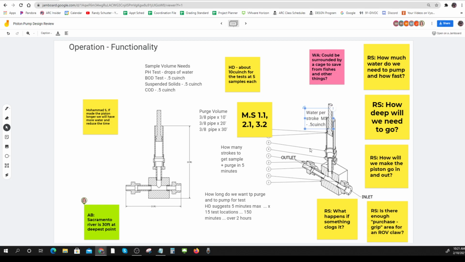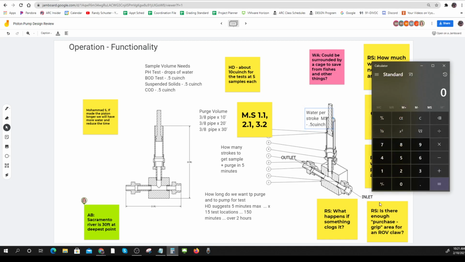Let's see if I can figure it out here. I've got 0.5 each time it strokes. Okay, and so I need to get 10 plus 3. So I need to get 13, and each time I do 0.5. So I need 26 strokes per 5 minutes. So I've got 26 strokes in 5 minutes. I got 5 strokes every minute, 5.2 strokes per minute.